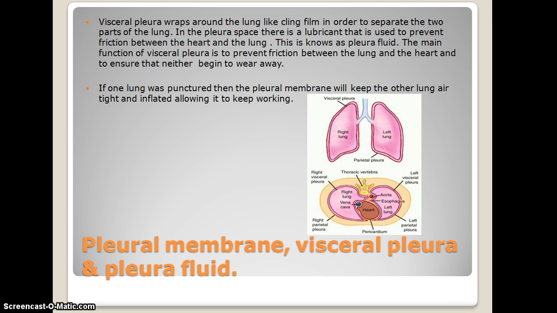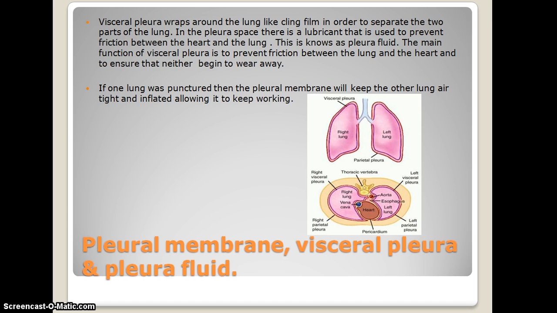Pleural membrane, visceral pleura, and pleural fluid. Visceral pleura wraps around the lung kind of like a cling film, in order to separate the two parts of the lung. As you can see, there is a thin line around the diagram. The inner line surrounding the right lung is the visceral pleura, which acts as the cling film, and the space next to it is the pleural space.